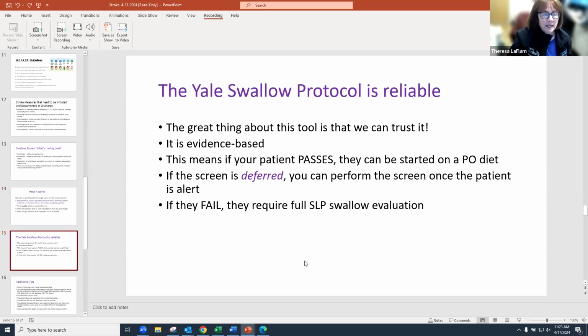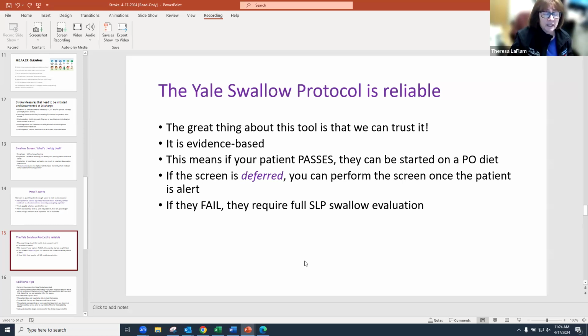This is an evidence-based tool. Because it's evidence-based, it's not something we made up. It's something that's been tried and proven to accurately tell us if the patient can pass. Sometimes when they come in, if they're not very alert, we don't want to give them a drink of water as soon as they come in. So we might wait an hour or two until they are alert enough to be able to do the screen.